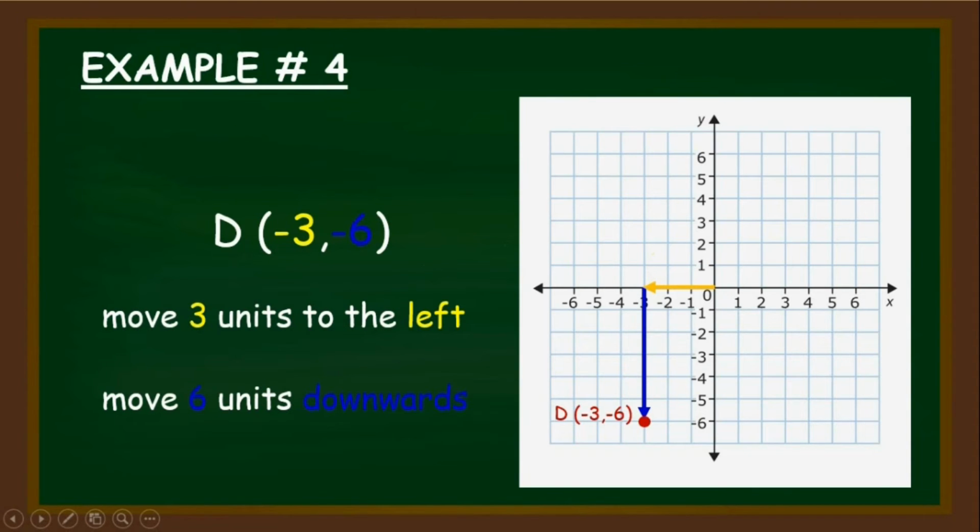So when we are plotting this point, which is point D, negative 3, negative 6, the same process on a Cartesian plane, we have to start from the origin, which is 0, 0. For the x, we have to move 3 units to the left since it's negative. So from 0, so 1, 2, 3. And now we have to move 6 units downwards. So 1, 2, 3, 4, 5, and 6. So that is where our point D lies, which is -3 and -6.